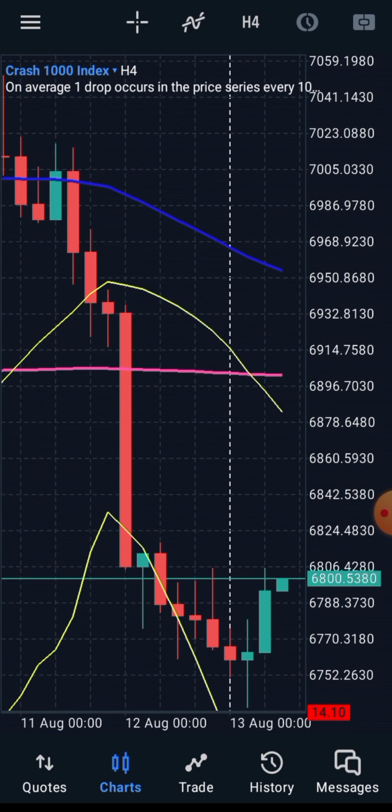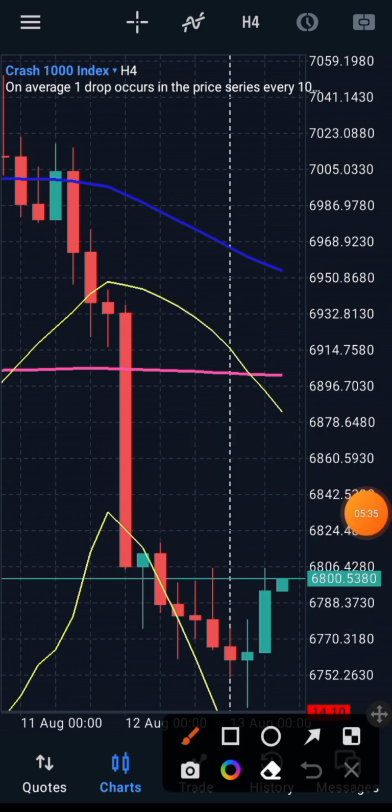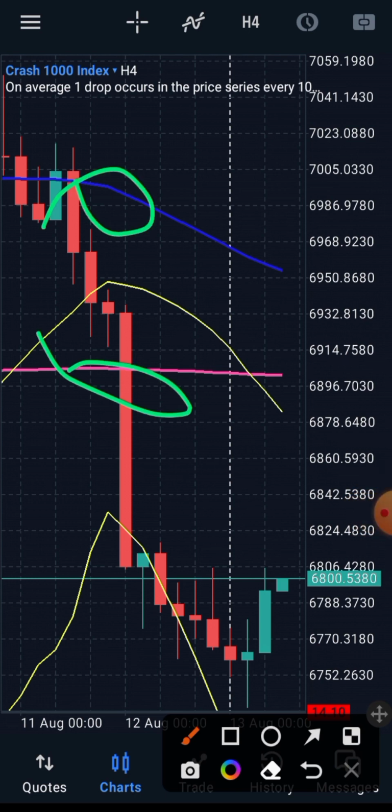You can see it here, the crossing of the EMA, the crossing of the candle here below this one and this, the EMAs. That is the EMA 700 and the EMA 90. That is the pink and the blue indicator.